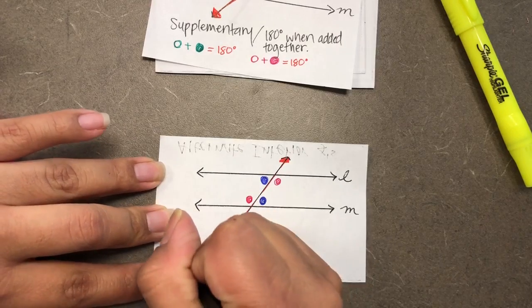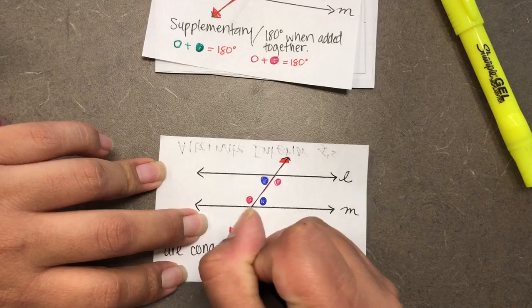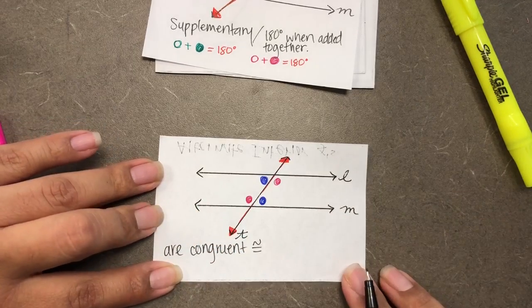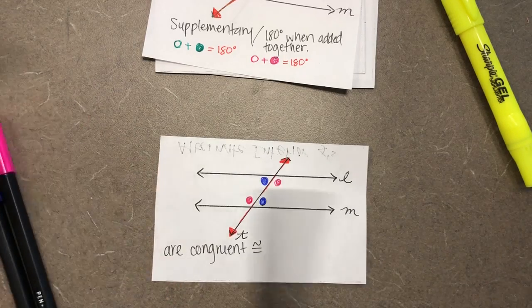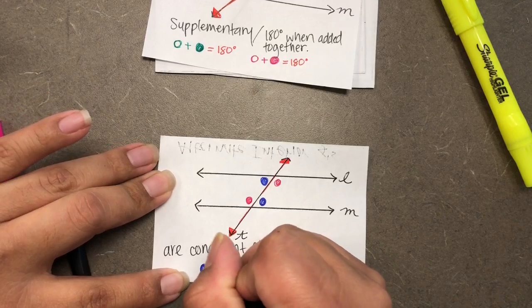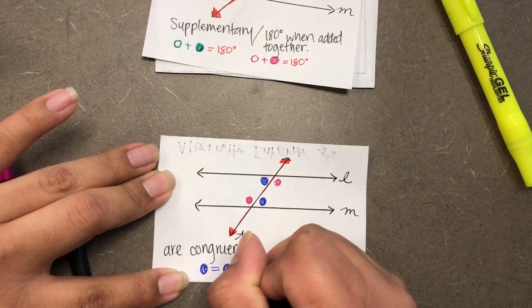So their relationship, they are congruent, right? Or the symbol that we use. They are congruent. And how we would have our sentence would be, we would have our blue, purpley one, you would set it equal to the other one.